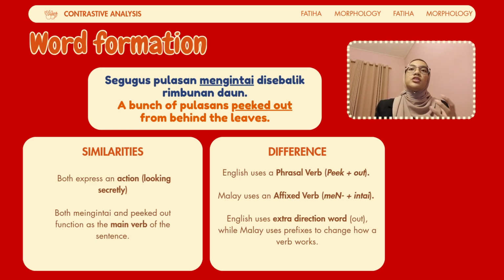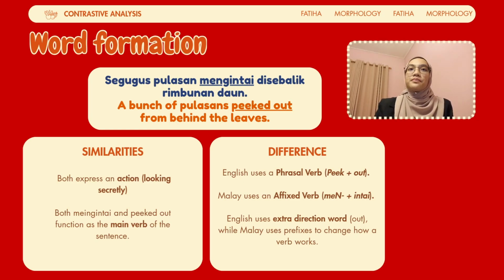So if we look at the morphological and semantic similarities, both expressions represent a single cohesive action, which is the act of looking secretly at something. And furthermore, in terms of sentence structure, both picked out and mengintai function perfectly as the main verb of their respective sentences. However, how these two languages structurally build this meaning is completely different. It comes down to a contrast between external word building and internal word building.